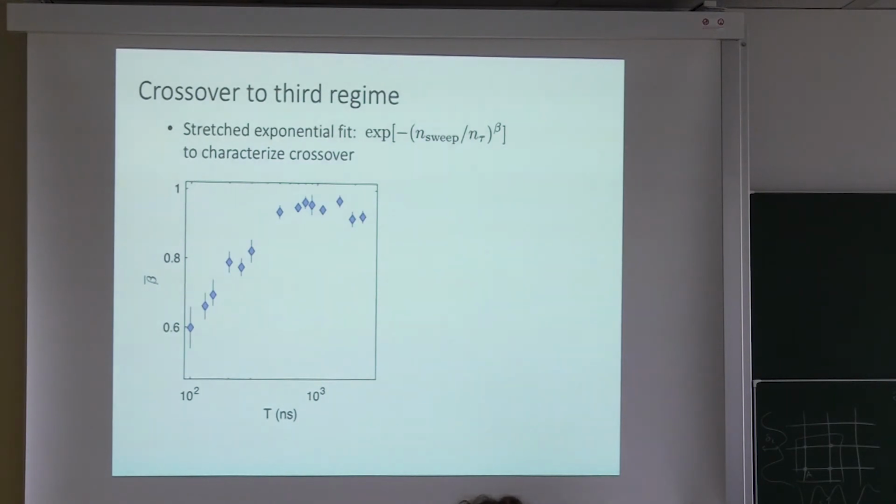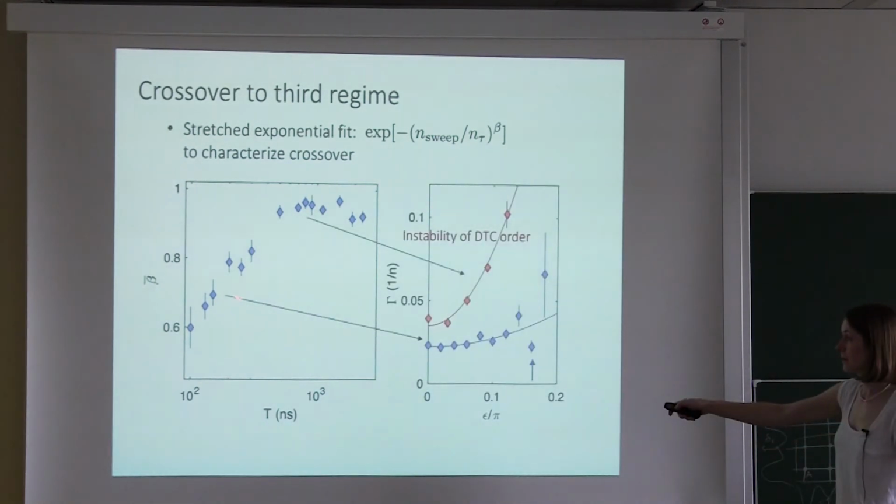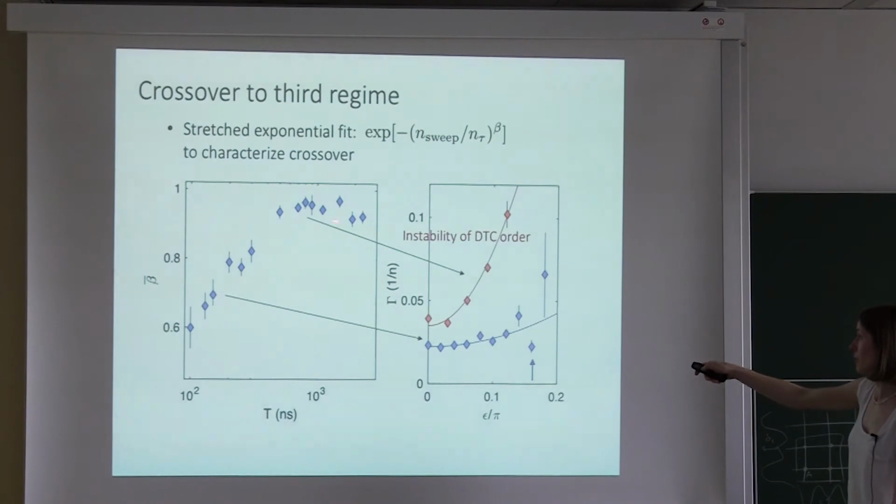Okay, so we can try to find this crossover point from this initial epsilon-independent decay rate to this epsilon-dependent decay rate. For that, we simply fit the decay of the signal with a stretched exponential with the variable exponent beta. What we see is that as the interaction time is increased, this beta approaches 1. In the regime where beta is still small, we have the epsilon-independent decay rate. In the upper regime where it saturates, we see a quadratic increase in the decay rate. This quadratic increase hints towards an instability of the DTC order.